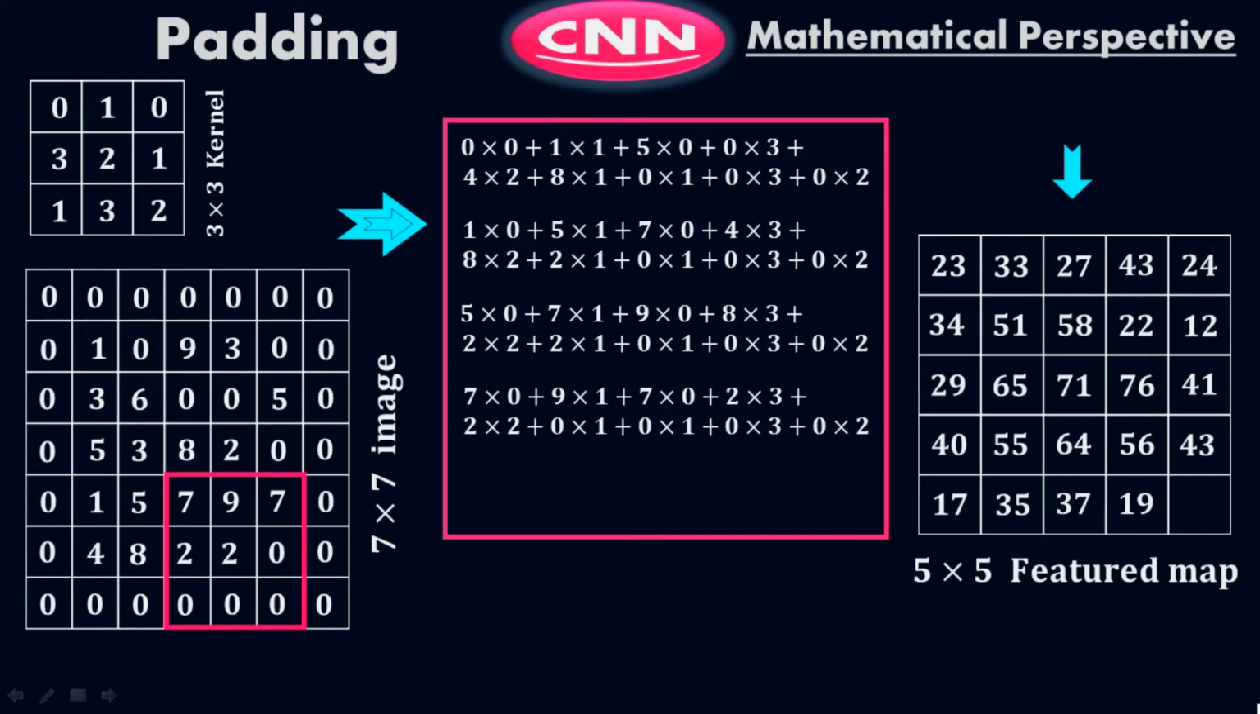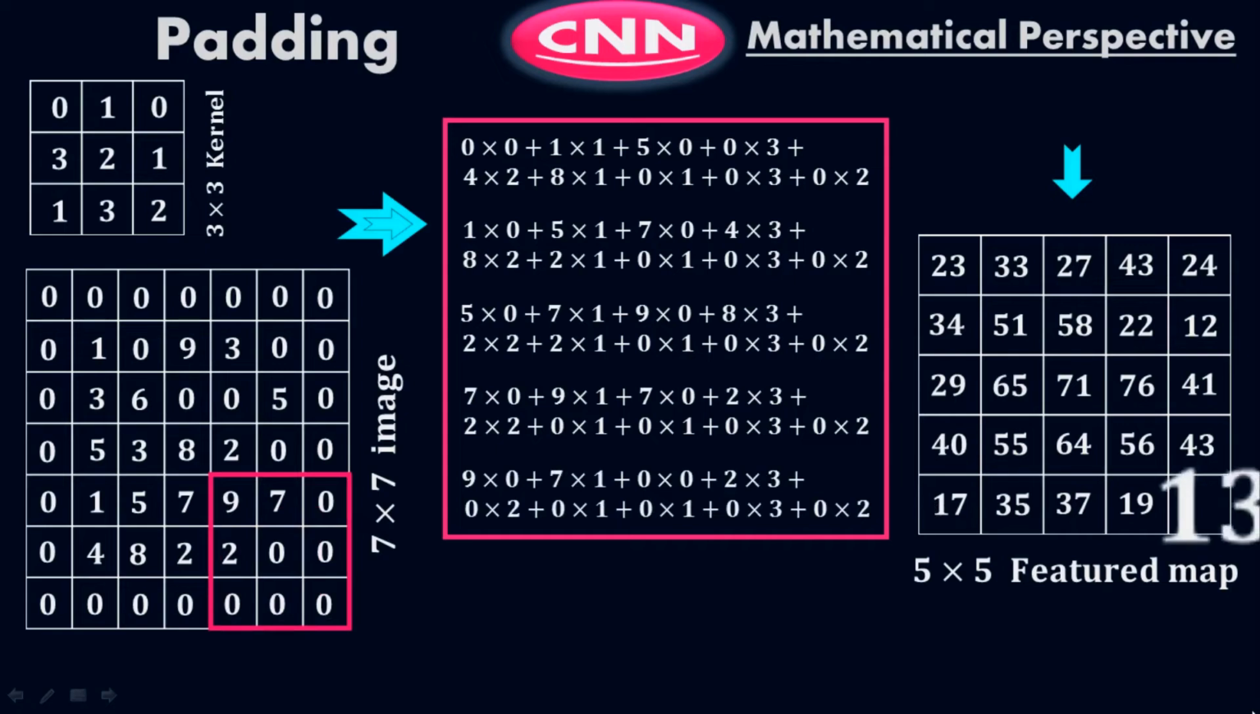It equals 19. Then leave the fourth column and pick this 3 by 3 matrix. Take its product with the kernel to get the value 13, which is 9 times 0 plus 7 times 1 plus 0 times 0 plus 2 times 3 plus 0 times 2 plus 0 times 1 plus 0 times 1 plus 0 times 3 plus 0 times 2.